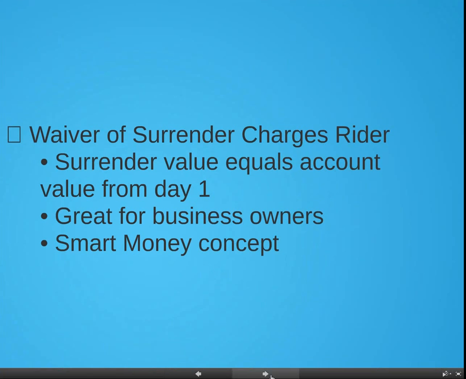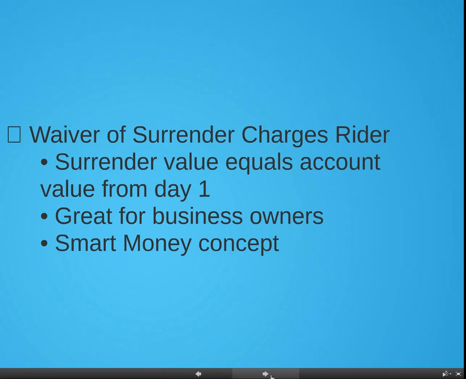Waiver of surrender charges rider. This is the final bonus feature I wanted to discuss. Basically, this waives all surrender charges, like it says. The surrender value would equal your account value from day one. This is not for everybody because typically this is going to somewhat reduce long-term cash performance. So it's not like you should say, well, that sounds like a good idea, I should just put it on every policy. Well, maybe not for your long-term strategies because the client would be better off without it.